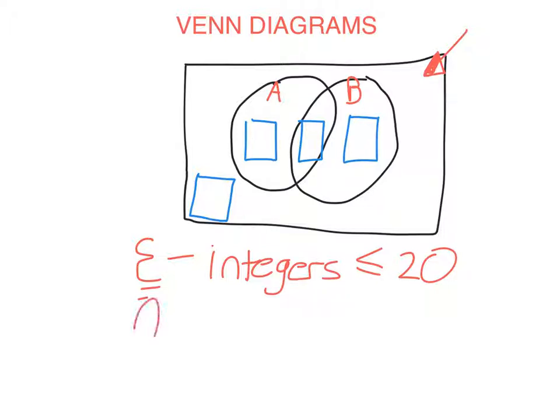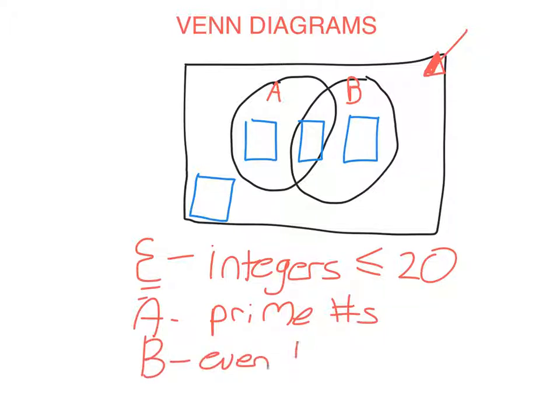So let's let A be prime numbers. Obviously we're talking about prime numbers less than or equal to 20, and B will be the set of even numbers less than or equal to 20. So I'm going to take each of the numbers 1 to 20 inclusive, and I'm going to write it somewhere in this Venn diagram. Okay, so let's look at the number 1. That is not prime and it is not even. So I'm going to put it out here. So 2 is even and prime, so it's going to go in the middle.